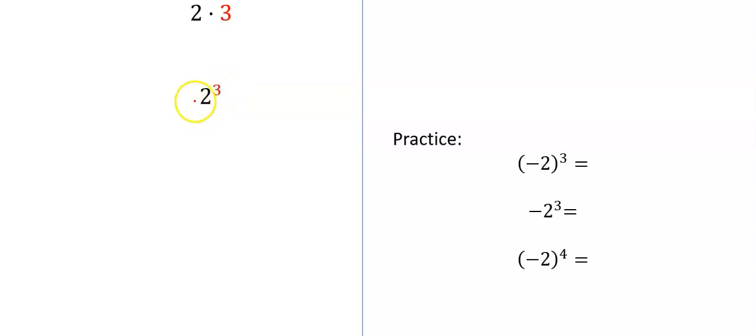And this is what we call an exponent. So 3 here can be called an exponent or a power. The difference is when we do 2 times 3, it literally means 2 threes. So when we have 2 threes, from the multiplication table, we know 2 threes are 6.